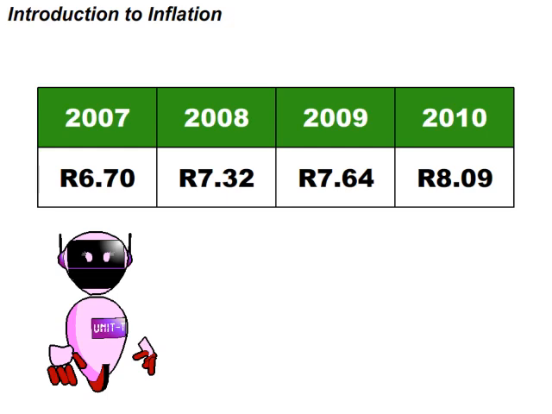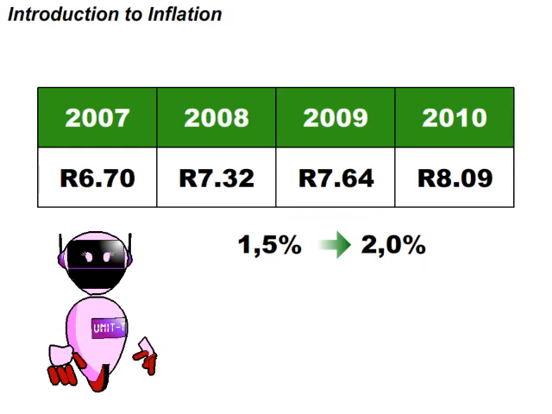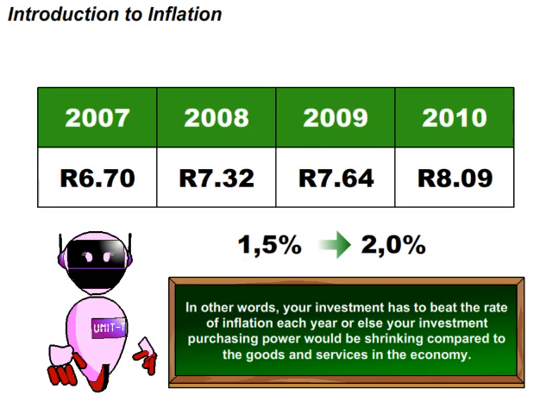For the most part, investors factor in a rate of inflation close to 1.5% to 2% each year, which is considered stable in a growing economy. In other words, your investment has to beat the rate of inflation each year, or else your investment purchasing power would be shrinking compared to the goods and services in the economy.